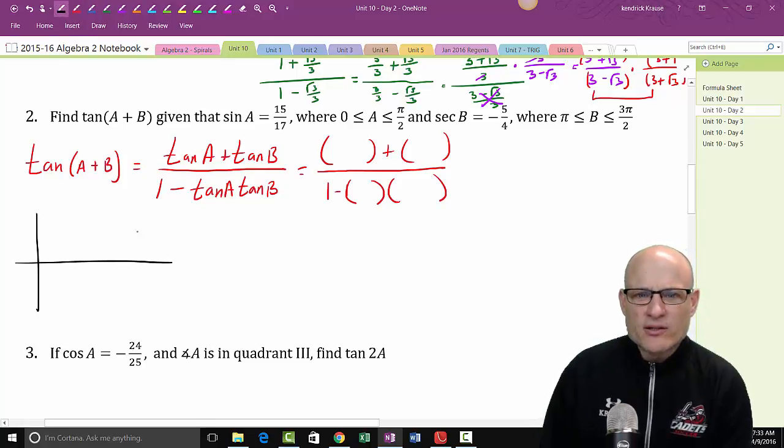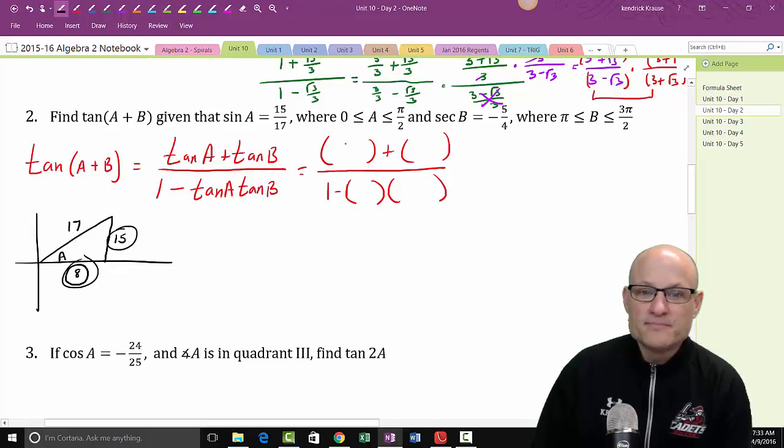Let's see. A is in the first quadrant, just like I thought. So this is A, and I know that the sine of A is 15 over 17. I hope you have now memorized that this side is going to be 8. So the tangent of A would be 15 over 8.